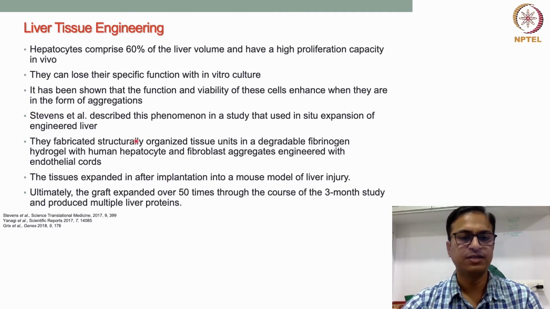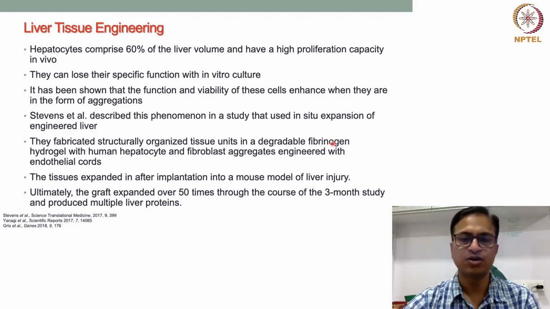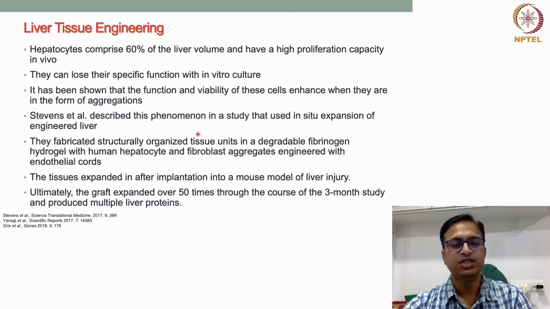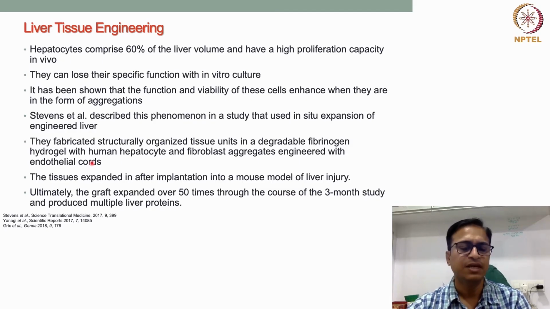That's why they fabricated structurally organized tissue units, and they used fibrinogen hydrogel. Fibrinogen is present in our body, so it can be an autologous material also. In this fibrin hydrogel, they incorporated human hepatocytes and fibroblasts. These two cell types form aggregates. Those aggregates were again engineered with endothelial cords. They used endothelial cells to make cords, to which these hepatocyte and fibroblast aggregates were connected. Then they expanded it for some time, and implanted it in a mouse model of liver injury.